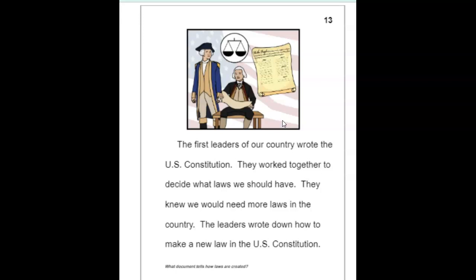The first leaders of our country wrote the U.S. Constitution. They worked together to decide what laws we should have. They knew we would need more laws in the country. The leaders wrote down how to make a new law in the U.S. Constitution. My question to you is, what document tells how laws are created?